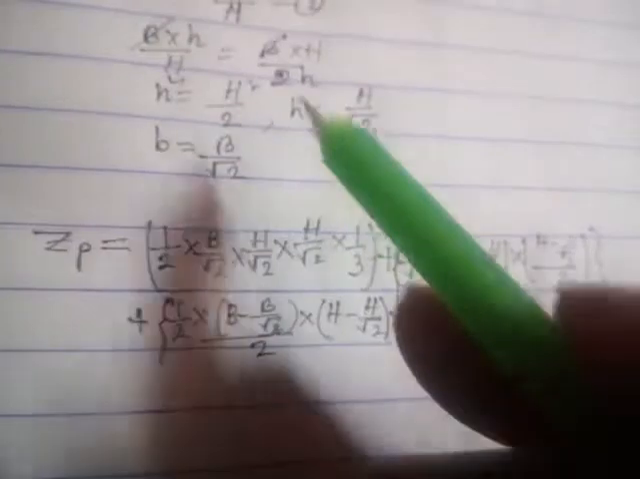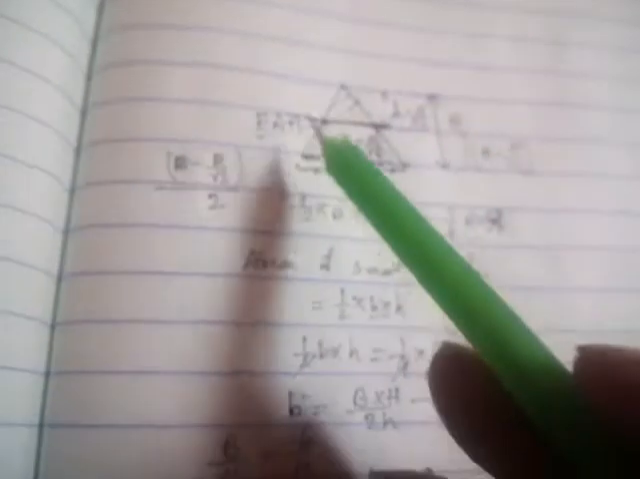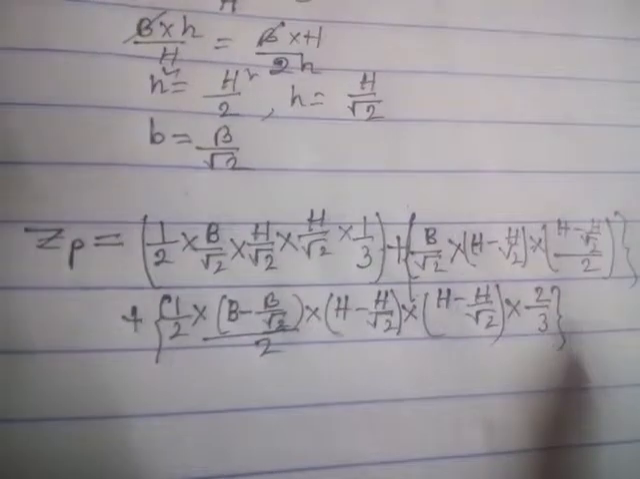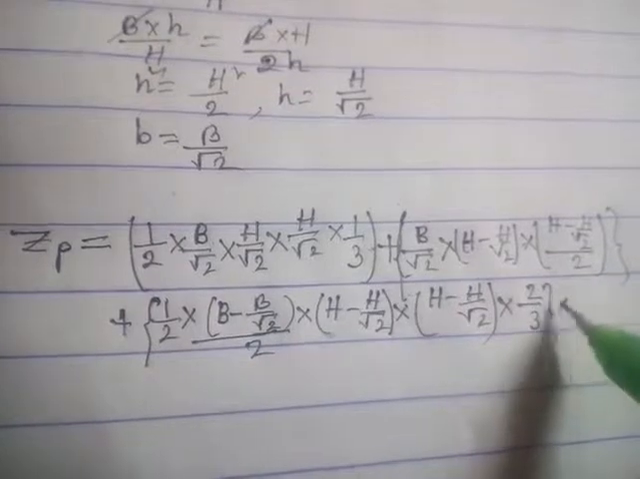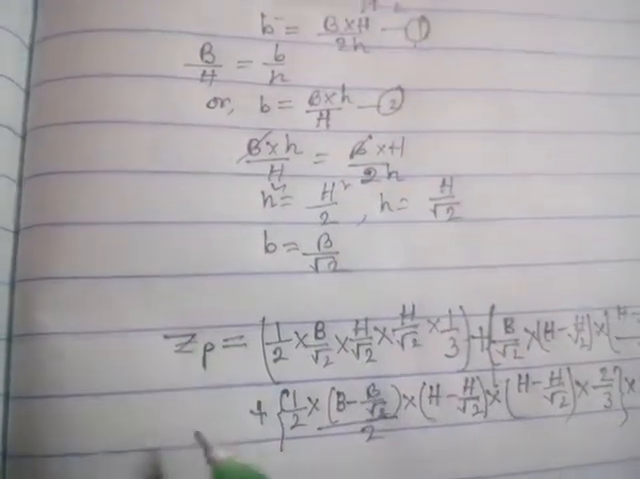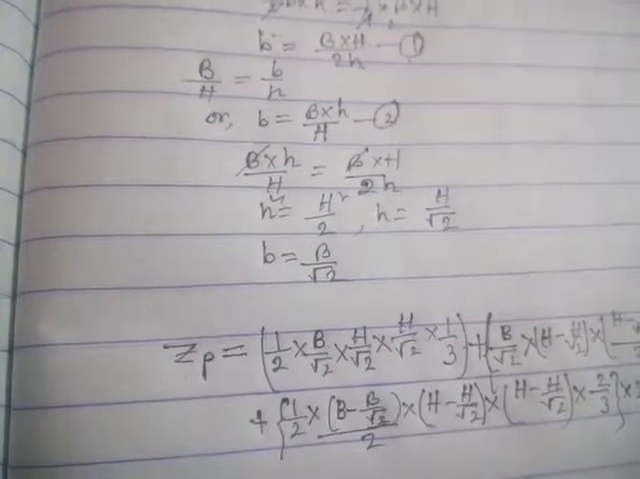Now there are two triangles, this one and this one, so we have to multiply this by 2. So this is the complete calculation for the section modulus of the rectangular section.